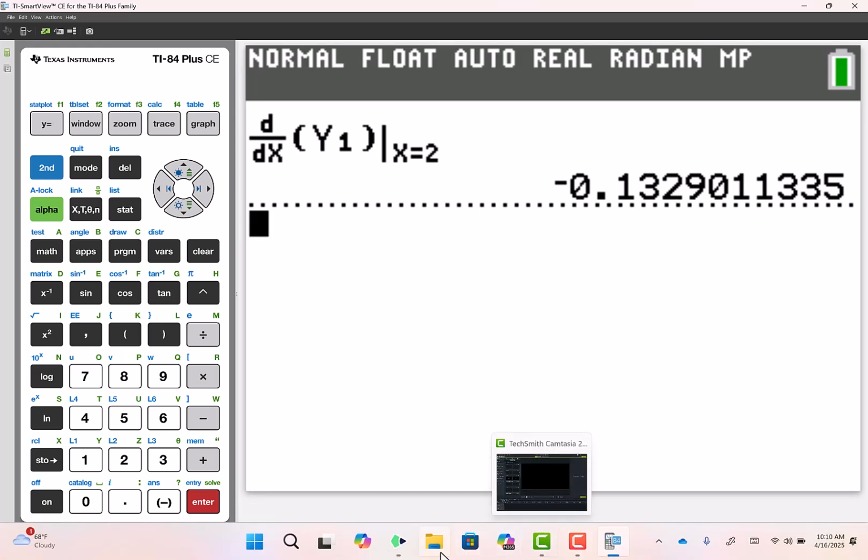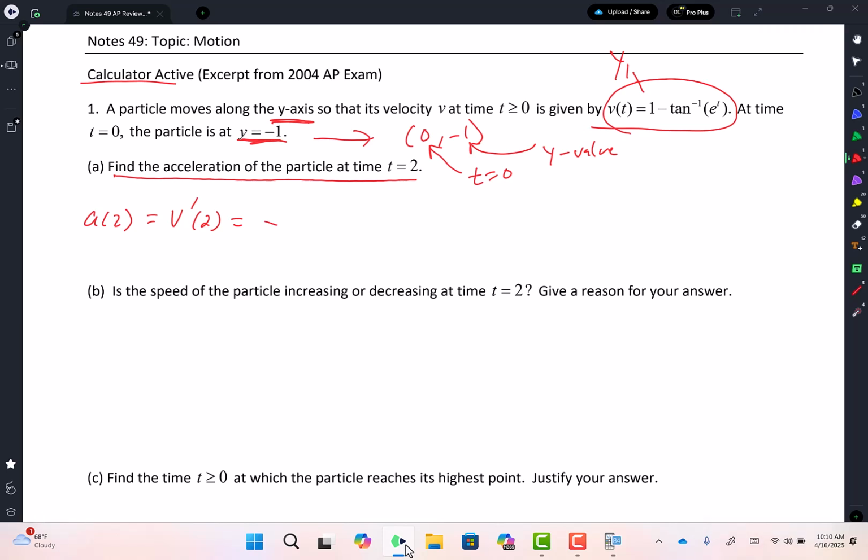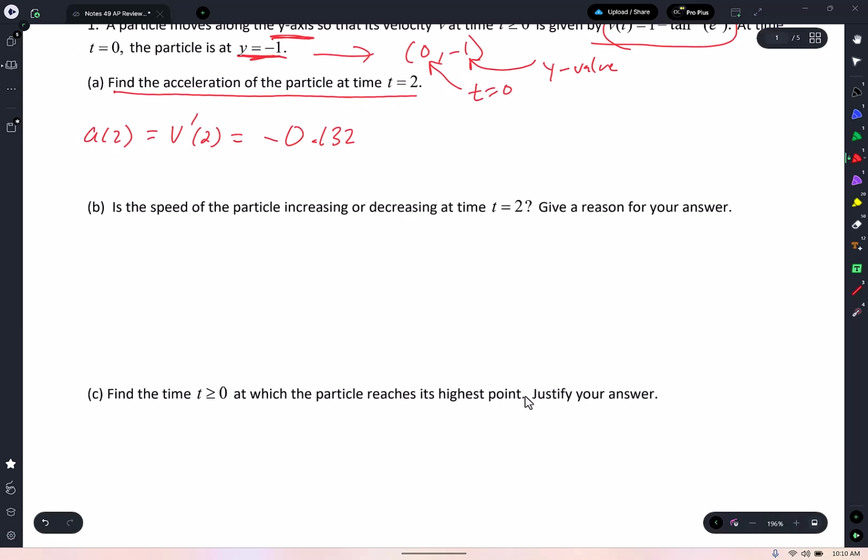Negative 0.132, or negative 0.133. It does not matter which one, guys. All right. Here we go. Let's go to the next one.